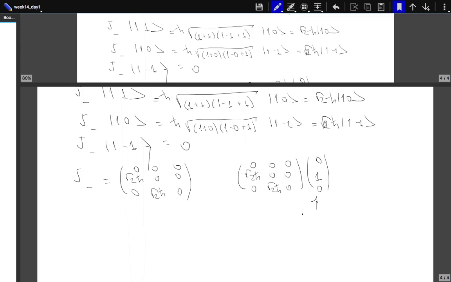Let's multiply this with (0, 1, 0). You see this is nothing but the ket |1,0⟩. The first column is 0. The second column is again 0. The third column is √2 ħ. But this is nothing but √2 ħ times |1,−1⟩. So it's J minus. And in fact, for arbitrary L, you can just construct the corresponding matrices.